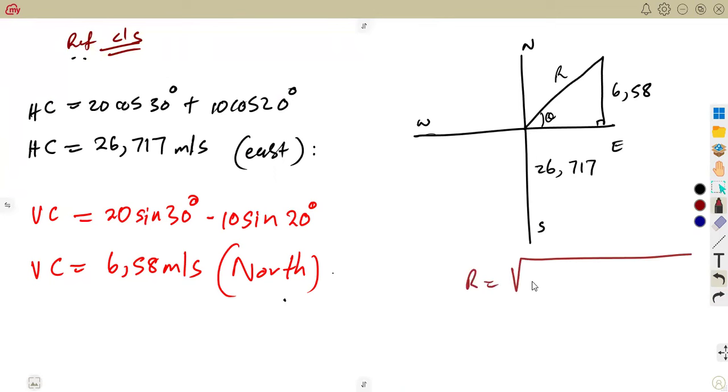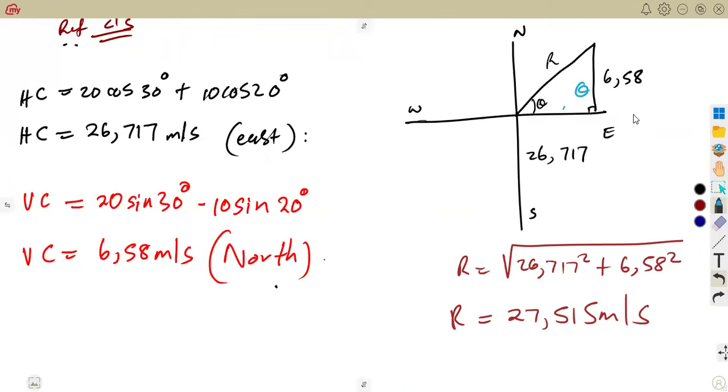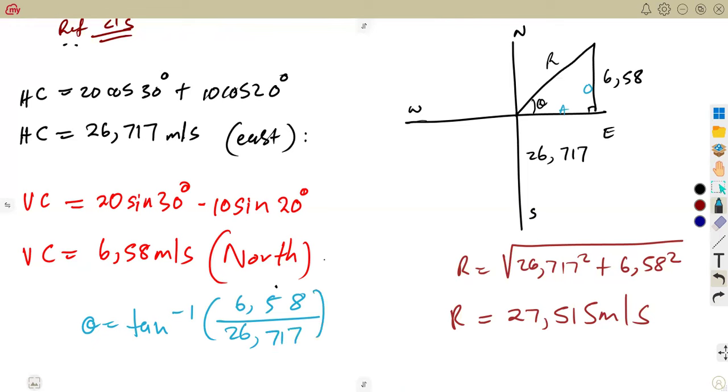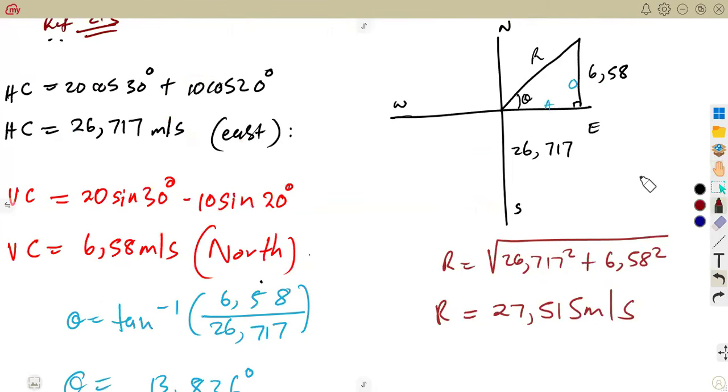So back to your resultant, guys, everything as it is: 26.717 squared plus 6.58 squared. So that was going to give us the resultant of 27.515 meters per second. And our theta, opposite over adjacent. So it's arctan, opposite over adjacent. So our theta was just going to be arctan of the vertical, 6.58 over 26.717. So this was going to give us the angle, which is our direction, 13.836 degrees.